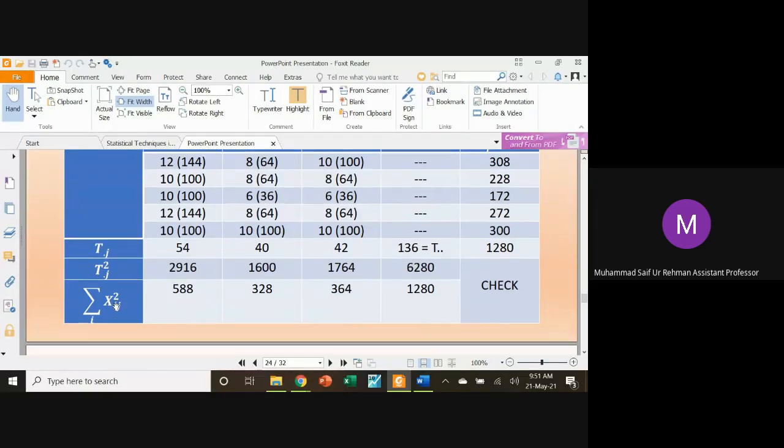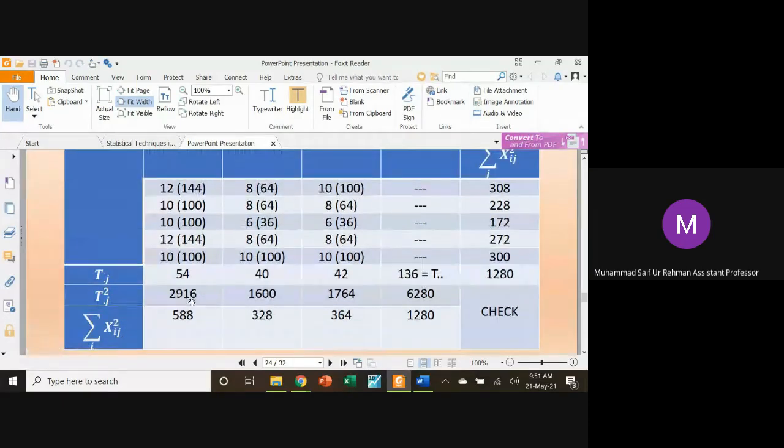And then finally, the final row is summation I xij square. So here you have to add all these values that are there in the braces, but you have to add the rows. So therefore I have done over here I is for rows and J is for column. So add these values, 144 plus 100 plus 100 plus 144 plus 100. So you will have this answer, 588.